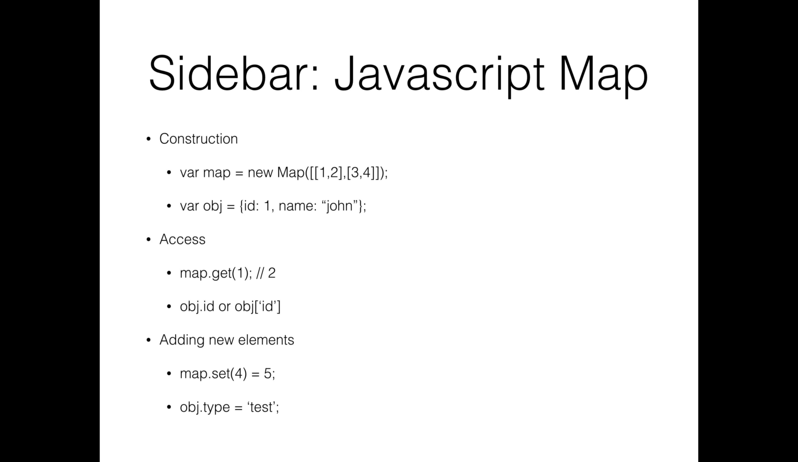Who else has been using the JavaScript object just as a hash table? Everybody, right? Yeah. So now we have another option, right?